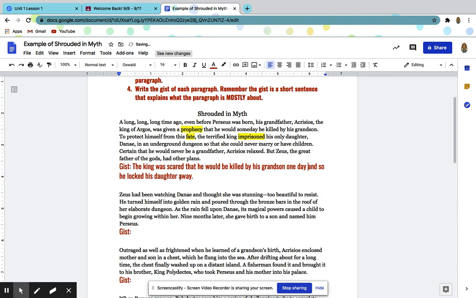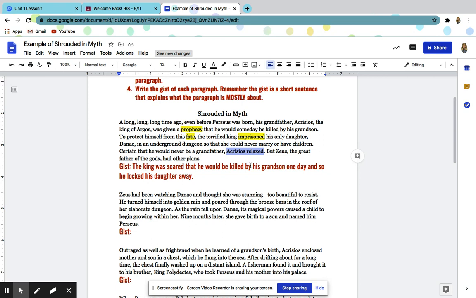But if I look back on this, I know that the king was terrified. He was scared because it was telling him that one day he was going to be killed by his grandson. So to try to stop that from happening, he locked his daughter away. Okay. Now, my gist is one sentence. It can be 1 to 2 sentences, but there were some things in here about how after he locked his daughter away, he relaxed. That's a detail. That does not need to be in my gist.